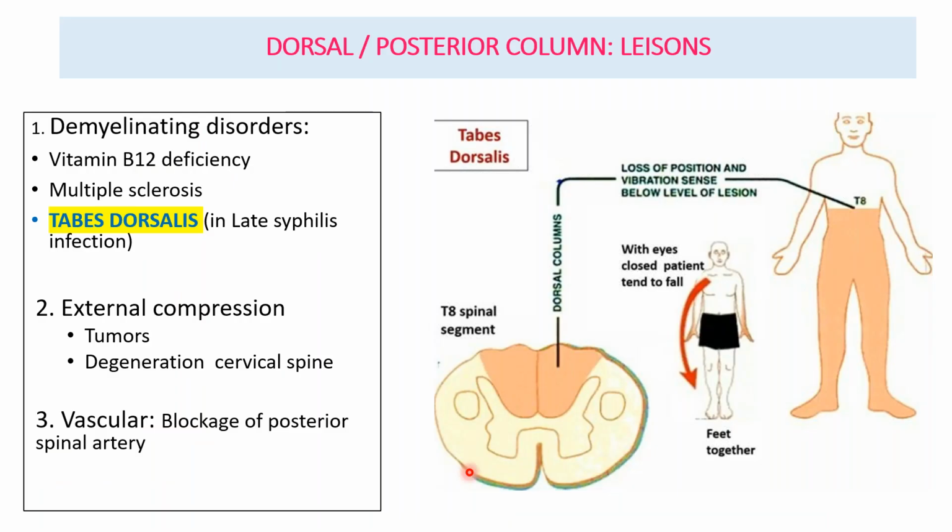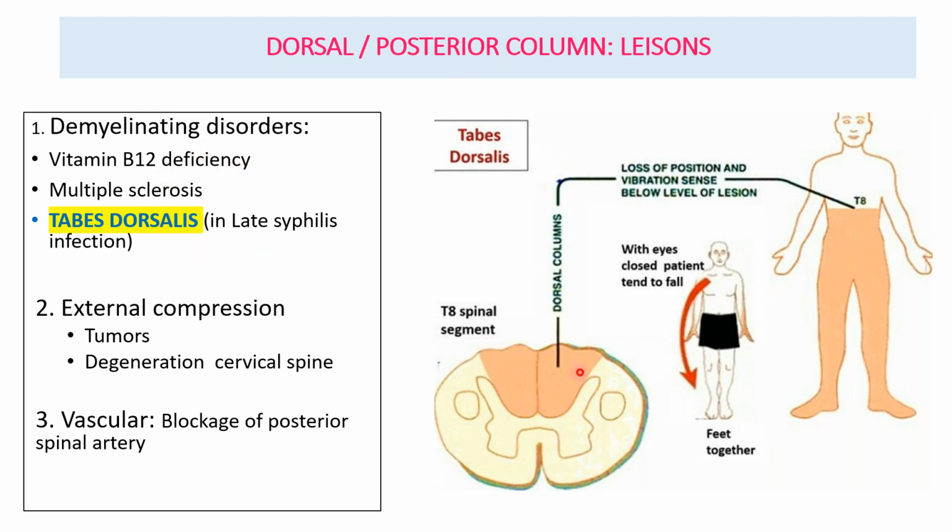Now we come to the lesions of the dorsal column. The dorsal column fibers are myelinated fibers, so any demyelinating disorders are going to affect this tract. The most common is tabes dorsalis in late syphilis infection. This infection is going to affect the posterior column, along with vitamin B12 deficiency, which is also a demyelinating disorder, and multiple sclerosis.